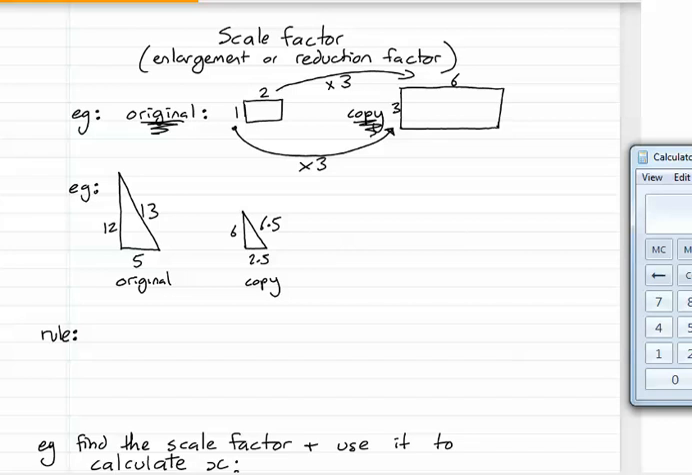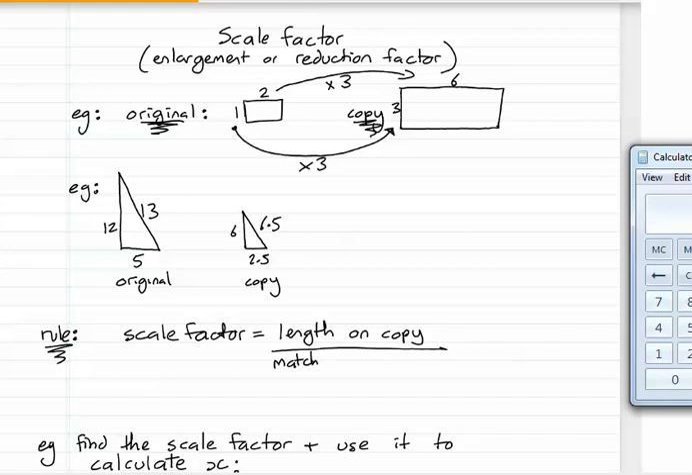You can always find the scale factor, and we have seen this formula before, is a length on the copy divided by a matching length on the original. And we always assume that the copy has the unknown, or the copy has the x. It might be x, it might be y, but the copy has the unknown.